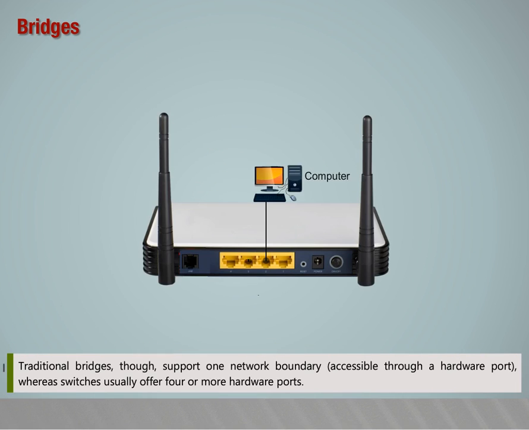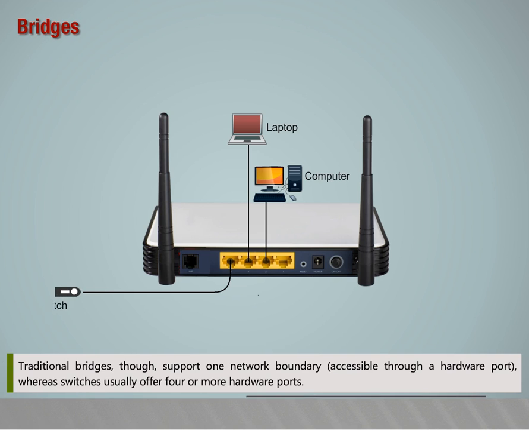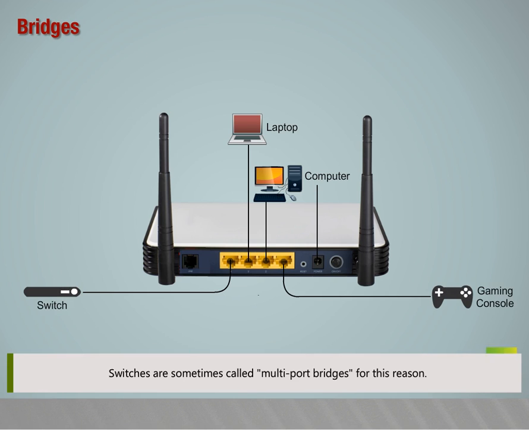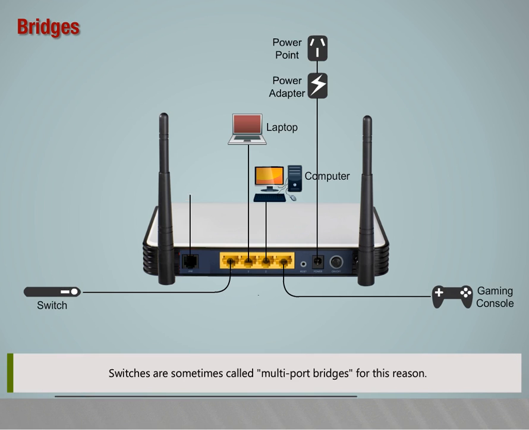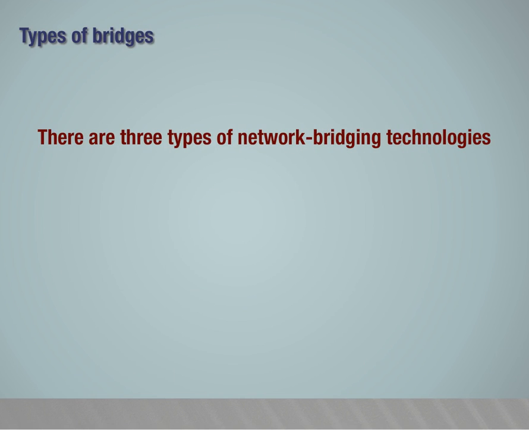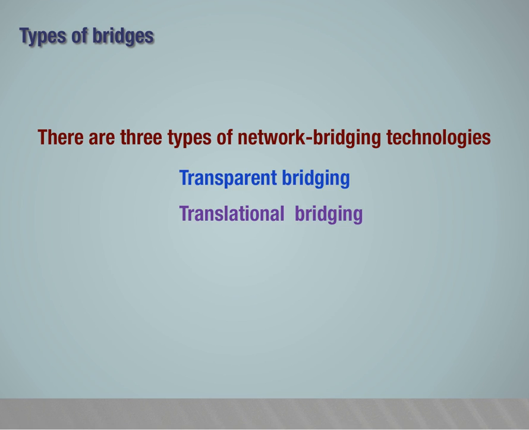Traditional bridges, though, support one network boundary, that is, accessible through a hardware port, whereas switches usually offer 4 or more hardware ports. Switches are sometimes called multi-port bridges for this reason. Types of bridges. There are 3 types of network bridging technologies: transparent bridging, translational bridging, source route bridging.